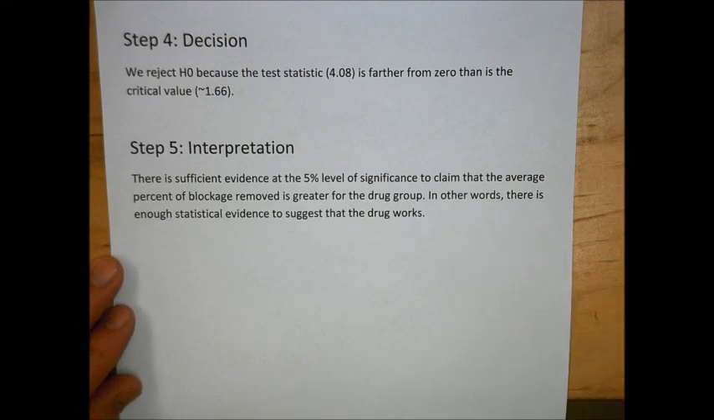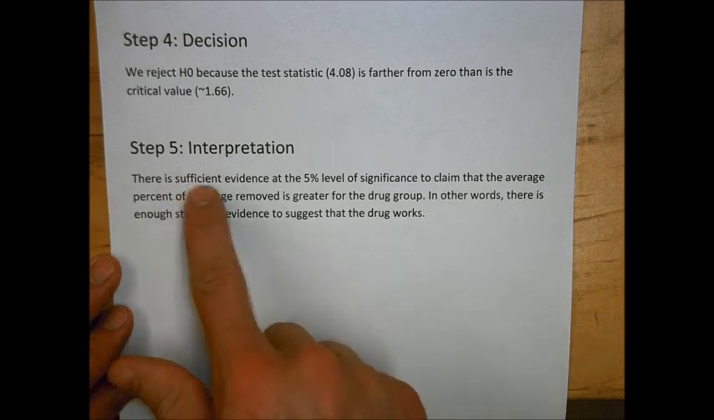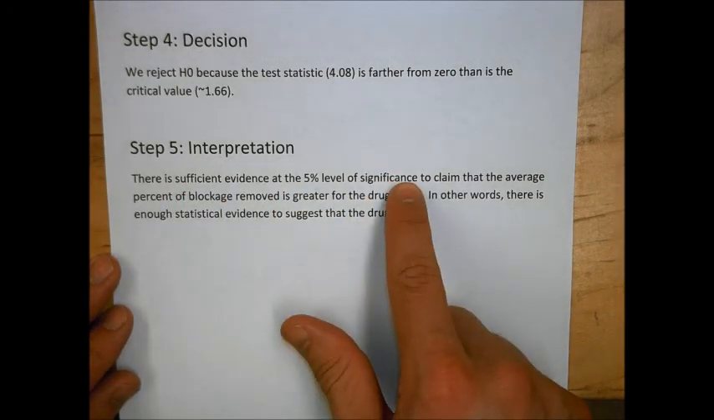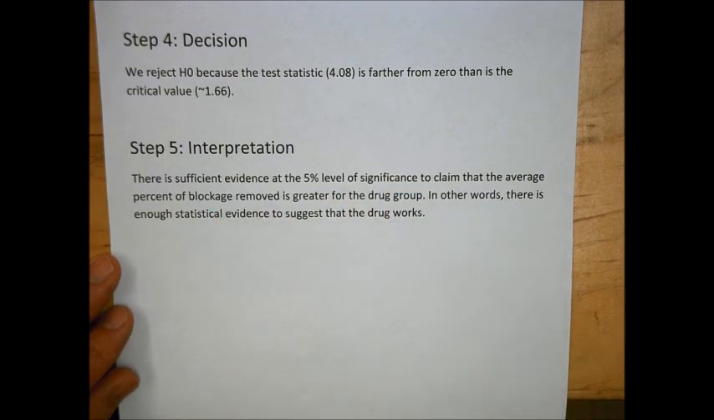Now when we make our decision, we see that the test statistic of 4.08 is farther from 0 than the critical value of about 1.66. Thus we reject H0 and conclude that there is sufficient evidence at the 5% level of significance to claim that the average percent of blockage removed is greater for the drug group. In other words, there is enough statistical evidence to suggest that the drug works.